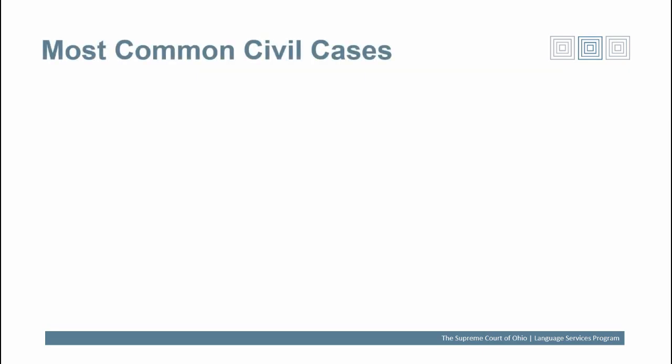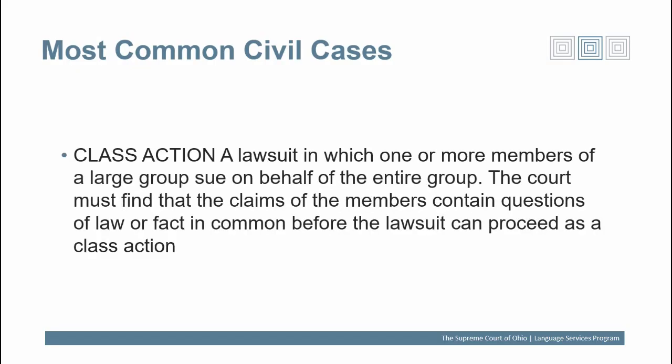As a general definition, class action is a lawsuit in which one or more members of a large group sue on behalf of the entire group. The court must find that the claims of the members contain questions of law or fact in common before the lawsuit can proceed as a class action. However, for a more comprehensive definition of what types of lawsuits are applicable, please see Title 23 of the Ohio Revised Code.